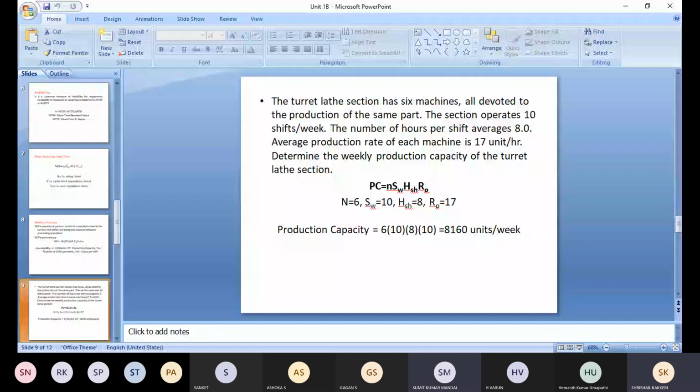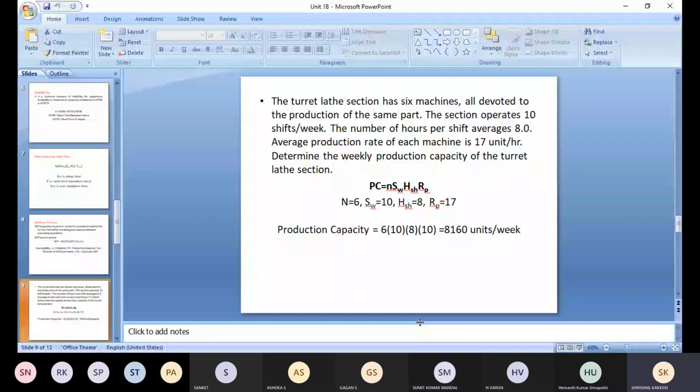Utilization and availability, manufacturing lead time, work in process. Yes, sir. Okay, so these are the important things from this chapter.